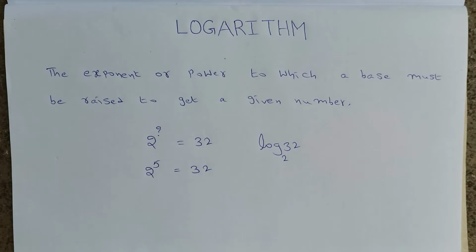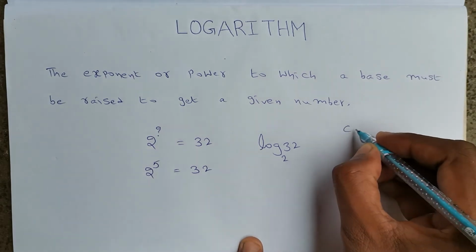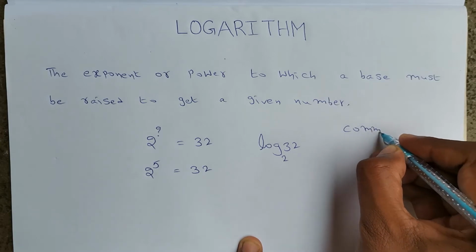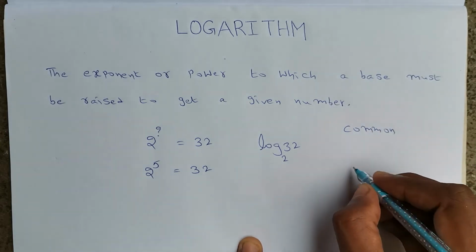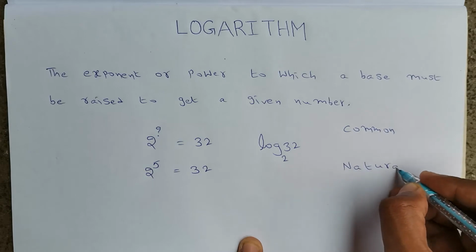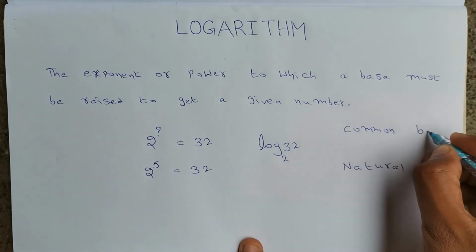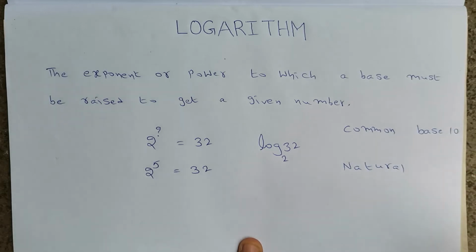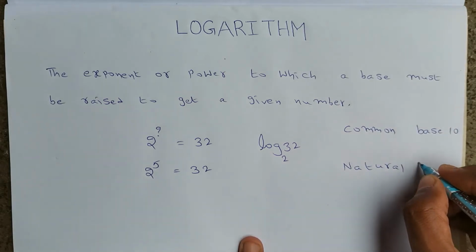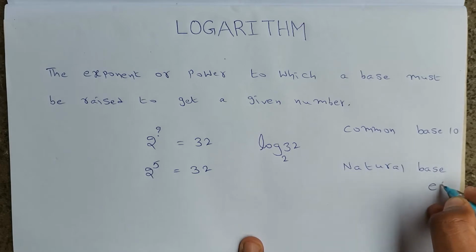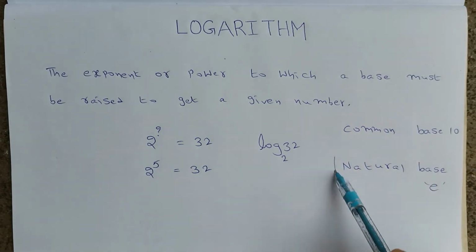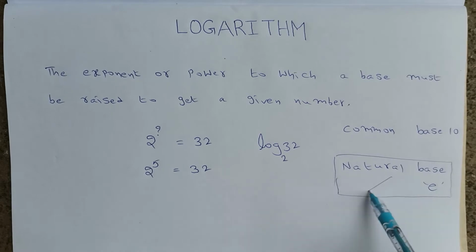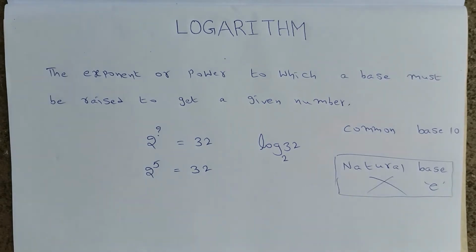And we have two types of logarithms. One is common logarithm and the second one is natural logarithm. In the common logarithm, we always use the base 10, whereas in natural logarithm the base is e. In our 10th class we are not going to use this natural base. Only common base and base 2, 3 or some other numbers we are going to use, but not the natural base. Okay, now let us check what formulas we have in this.